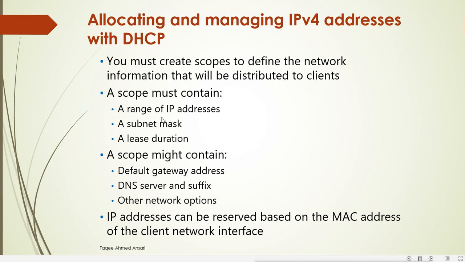Then we have to provide the subnet. Based on the IP address configuration or subnetting we have done, we have to provide the proper subnet for it. Then we have to configure the lease duration. When the IP address is allocated, what will the lease duration be? These things and more we will configure under the scope. The must-have configuration for the scope is the range of IP addresses, the subnet mask, and the lease duration. And then a scope can also contain the default gateway addresses.